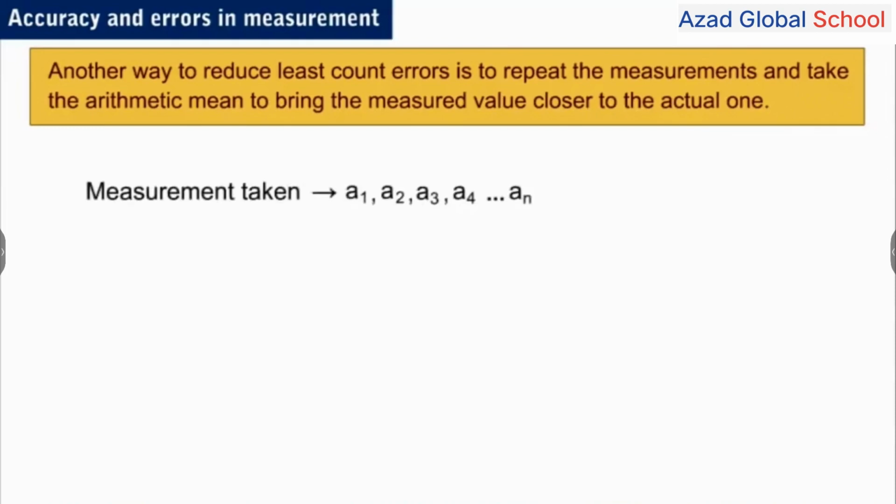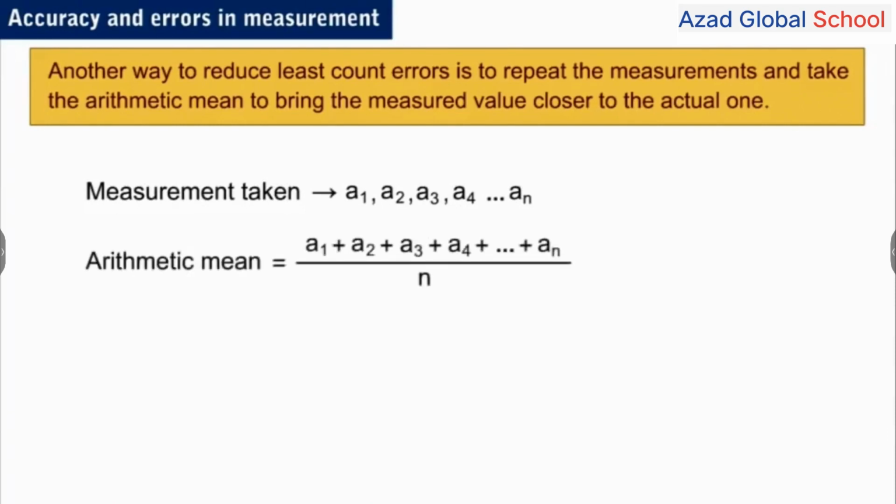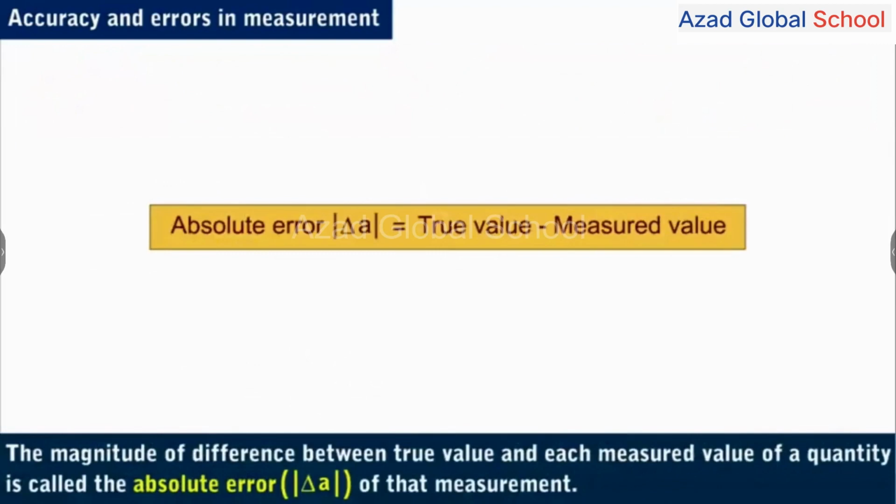If n measurements are taken, say A1, A2, A3, A4 and so on till An, then the final value will be taken as the arithmetic mean of these n measurements. In the absence of the true value of measurement, this arithmetic mean is treated as the true value. The magnitude of difference between the true value and each measured value of a quantity is called the absolute error of that measurement.